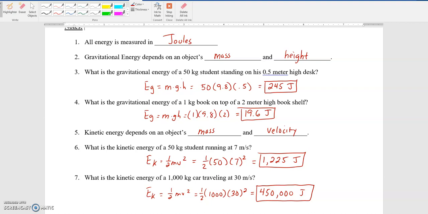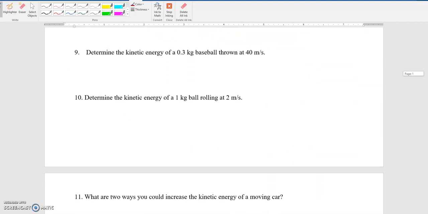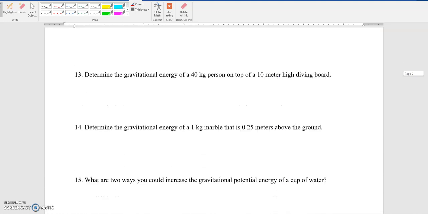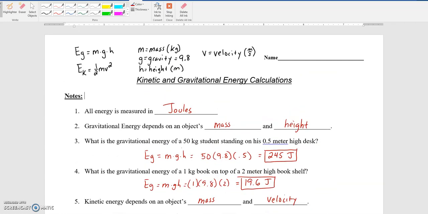So what you guys want to go ahead and do, again, you don't have to write all that in unless you want to. Your goal is to solve for these remaining problems and submit them to me. And let me know if you have any questions. Thank you.